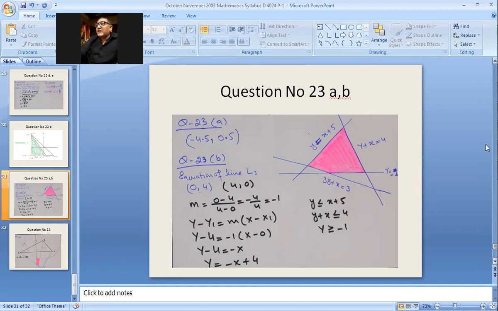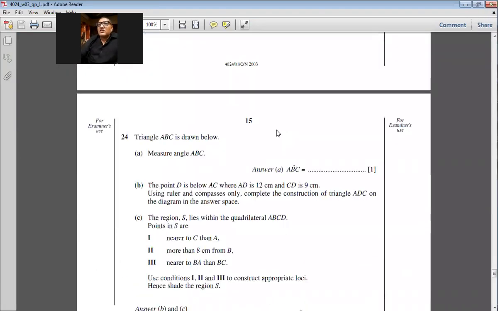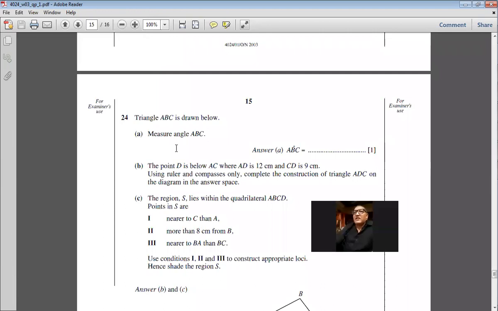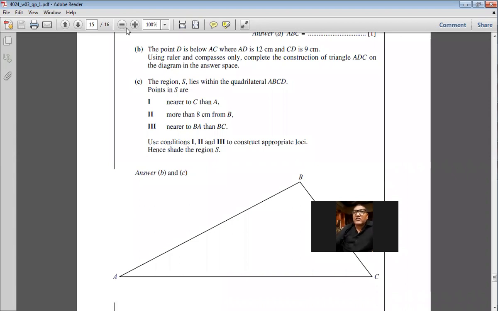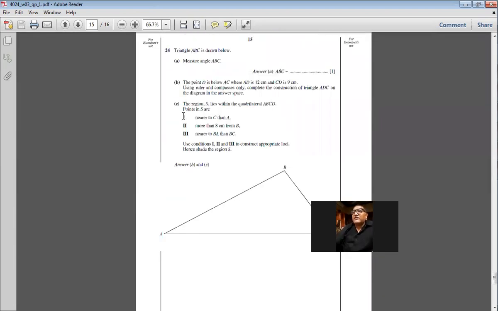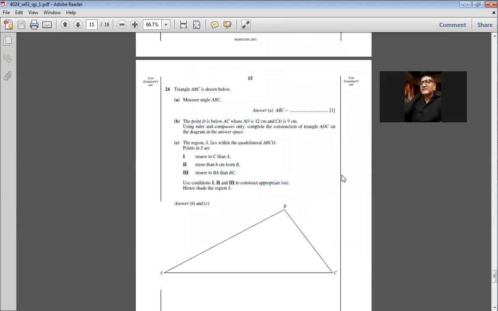This was question number 23, parts A and B. Let's move to the next question. The next question is coming onto your screen. Basically the figure is very large, that's why I have to reduce the size, so you can have a look at the whole question once.